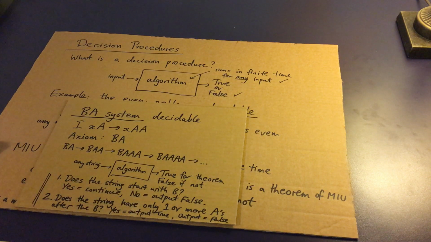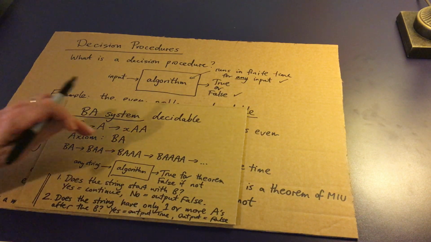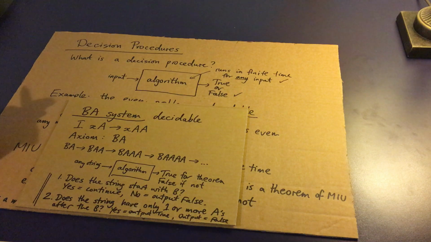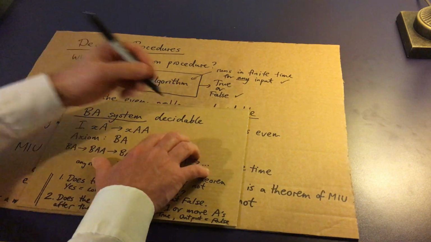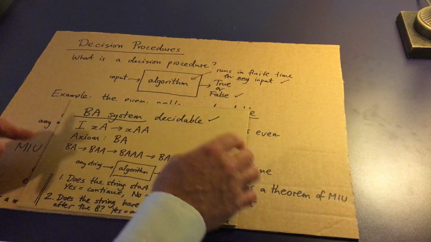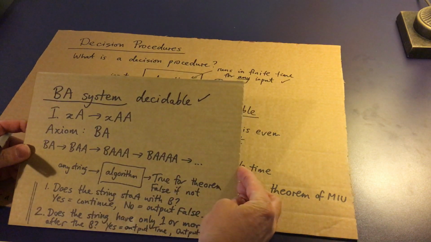Notice it says one or more because you have to have at least one. You can't have the string B, for example. That would be a false one. So that's an easily decidable system. So BA is a decidable system.